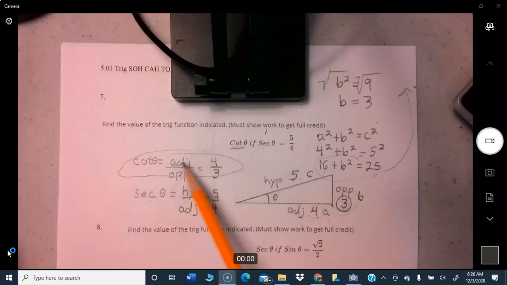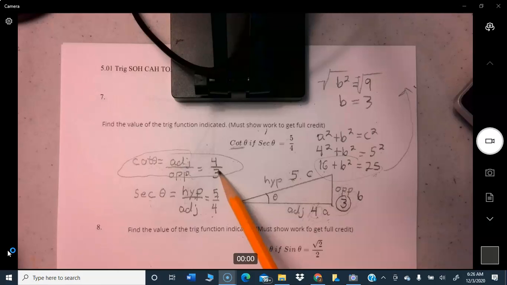So now we have the opposite and the adjacent, and that's what we need to find the cotangent, which is adjacent over opposite. So there's adjacent, it's 4, and there's opposite, it's 3. So the cotangent, adjacent over opposite, is 4 over 3, and that's your final answer.